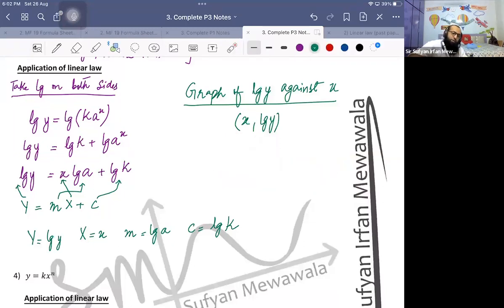So now if we are going to draw the axis, then on the horizontal axis, we are going to take x. On the vertical axis, we are going to take LGY. And as of now, points cannot be plotted as there are no values given because even the constants are unknown. So just to give you an idea, the graph of LGY against x will be a straight line with coordinates x comma LGY. And the LGY intercept would be LGK.